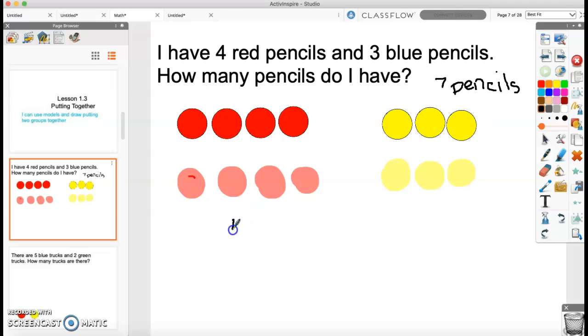So now I'm going to write a number sentence. I have 4 red pencils plus 3 blue pencils, and that's going to equal 1, 2, 3, 4, 5, 6, 7. I have 7 pencils altogether. So this right here is my number sentence that represents the problem: 4 red pencils and 3 blue pencils.